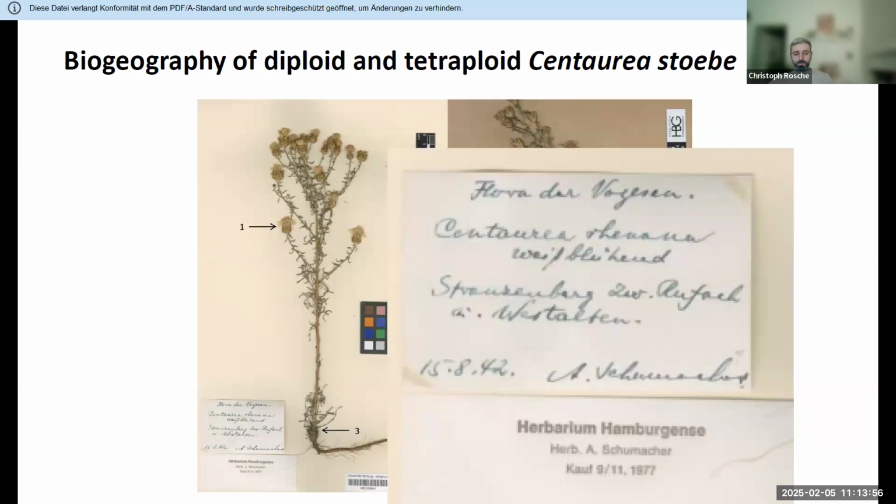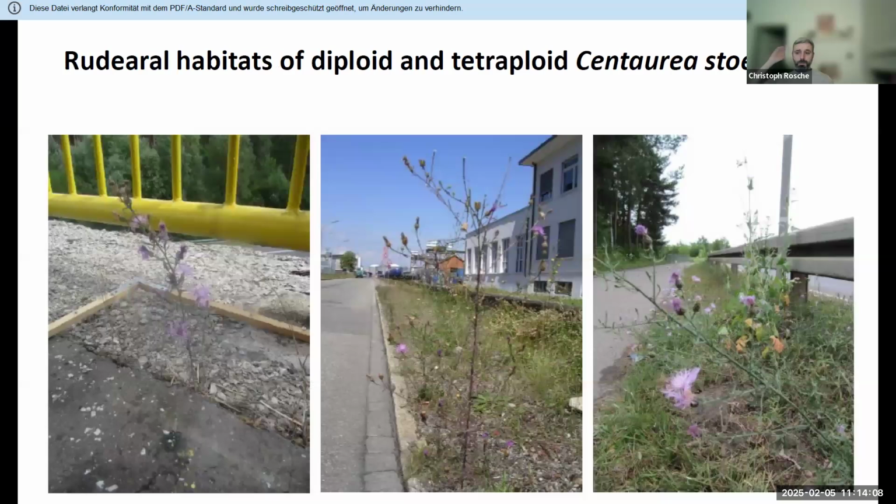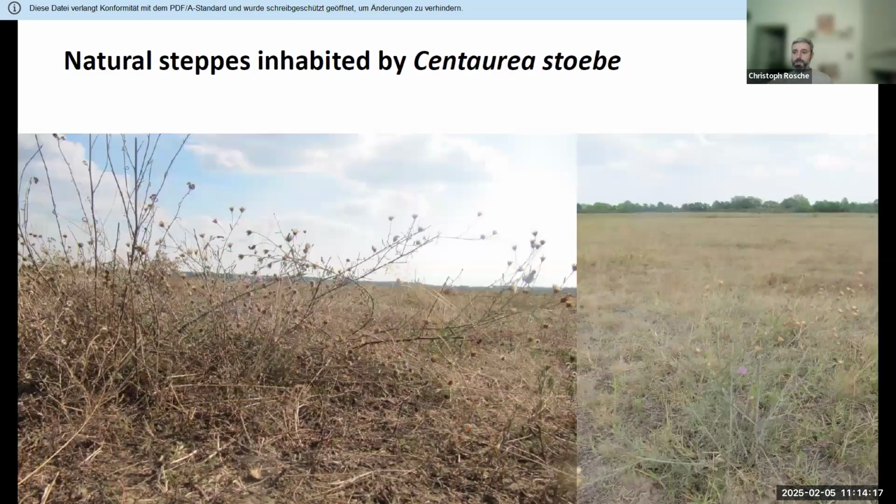Okay, after the cytotype determination, what we did next was georeferencing of the specimens. We assigned each specimen to an exact location, and whenever possible, also to a distinct habitat type. We observed that Centaurea is nowadays found mostly in rural habitats, such as roadsides, railways, and other highly disturbed areas. But to understand where the native distribution of the species is, we ask: in what kind of habitats did the species naturally occur before humans completely changed the world that we are living in?